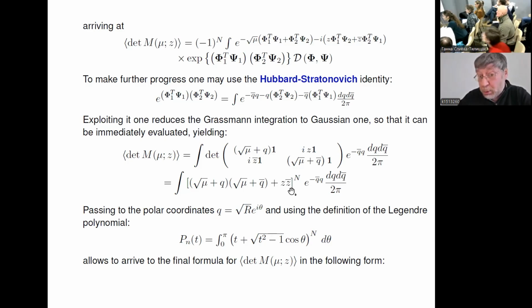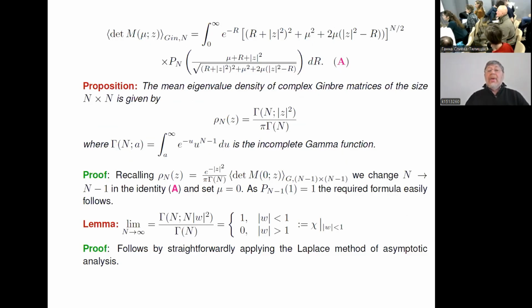And if we go to polar coordinates, it's easy to see that we will have this expression. And therefore, after simple manipulation, we just arrive at a one-fold real-valued integral over the positive semi-axis of the variable r, of some pre-exponential terms raised to power n over 2, then exponential minus r, just inherited from this term, the exponential of minus q bar, and then the Legendre polynomial of size n of this object.